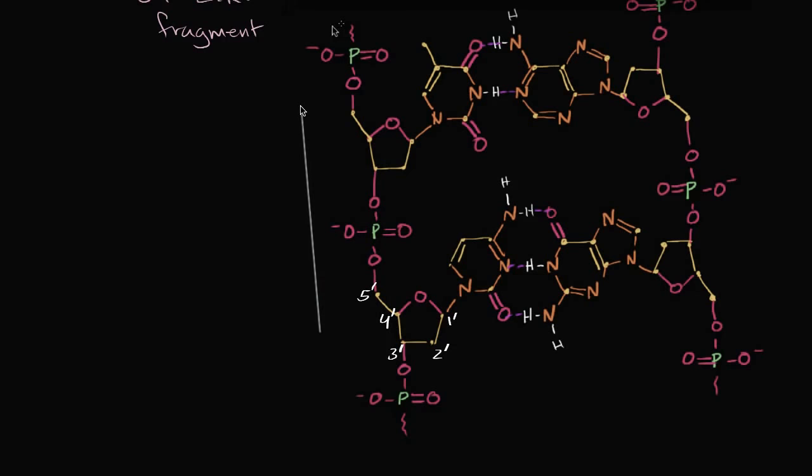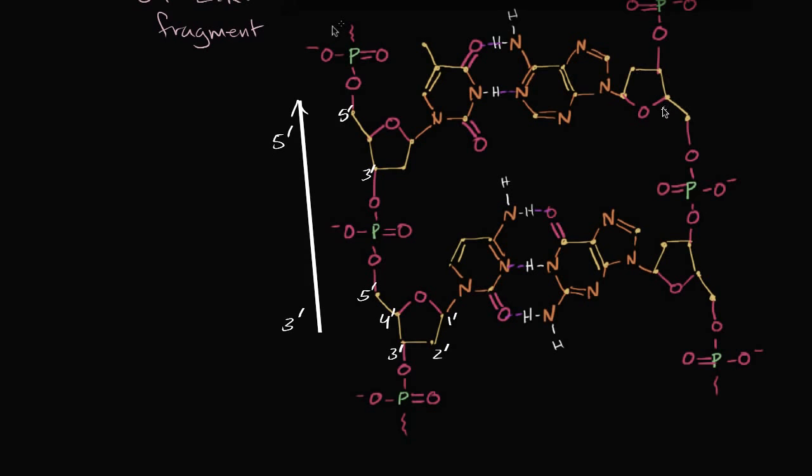So this side of the ladder, let me draw a little line here. This is going in the 3' to 5' direction. So this end is 3', and then this end is 5'. It's going 3' to 5'. Notice this phosphate connects to the 3', then we go to the 5', connects to a phosphate. This connects to a 3', then we go to the 5', connects to a phosphate.